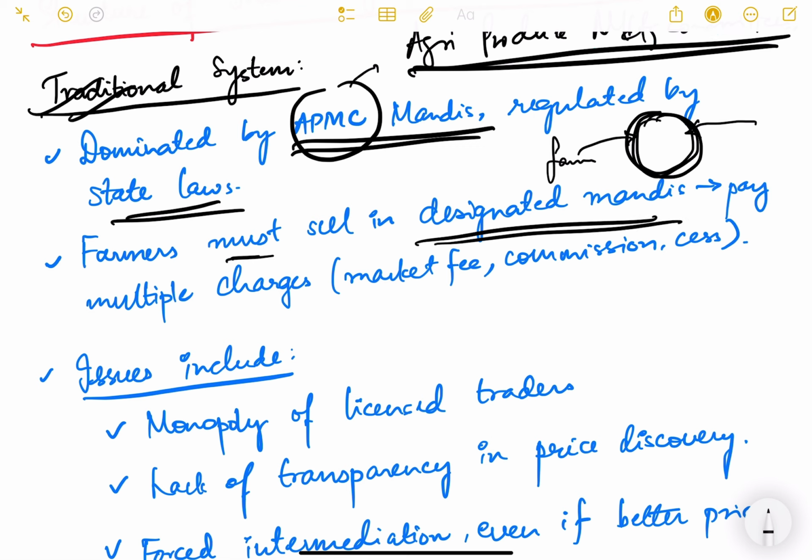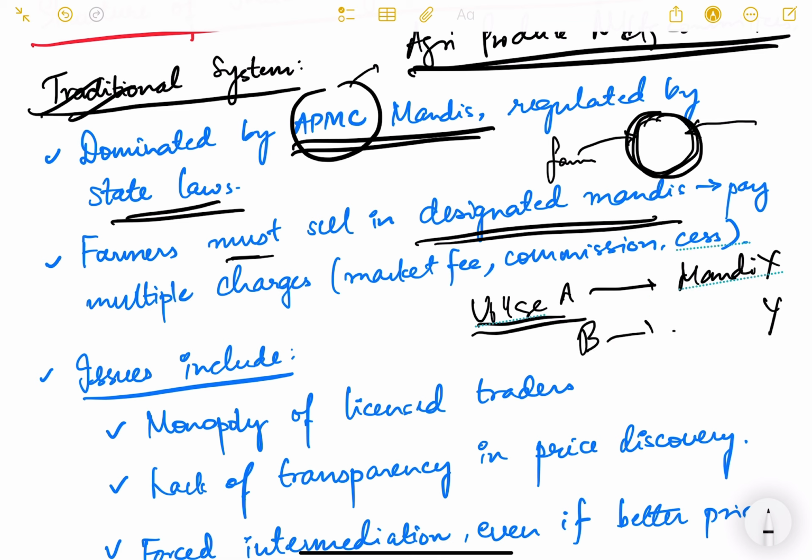So what happens is that for a particular village, say village A, village A will sell in Mandi X. So it is designated that farmers of village A will sell only in Mandi X. Farmers of village B will sell in Mandi Y. Like that. Okay, so mandis are designated and they have to pay multiple charges like market fee, commission, cess, etc. because it is being done by the mandi. So in order for mandis to function, they have to pay some market fee also.